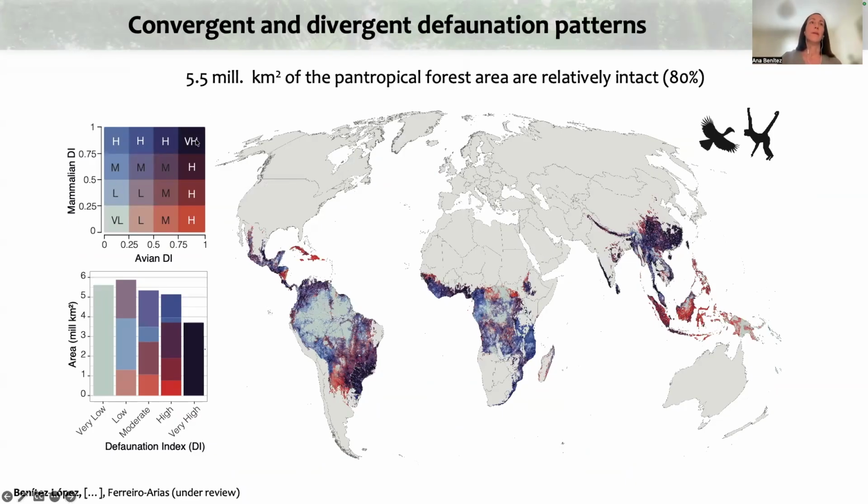For example, here in black or very dark purple, these are areas where both mammal and avian defaunation levels are very high. That means that the mammal and bird populations are quite depleted. And we can see this in the Atlantic forest, the Mesoamerican corridor, some parts of China, West Africa, and so on. But there are certain areas where it's mostly birds, for example, here in Indonesia and Southeast Asia, some areas in the Chaco, the Caribbean islands, and so on.